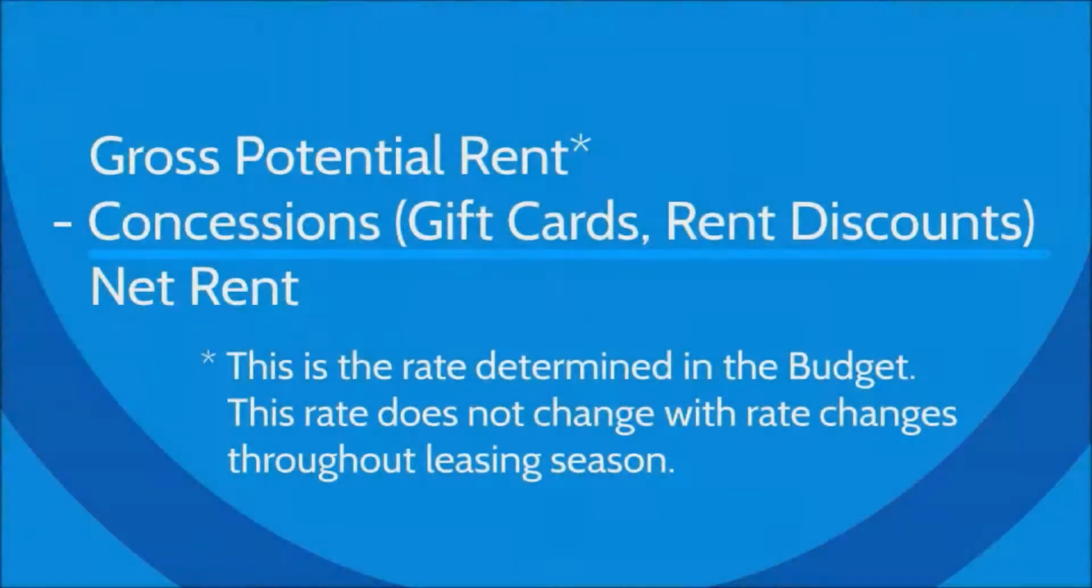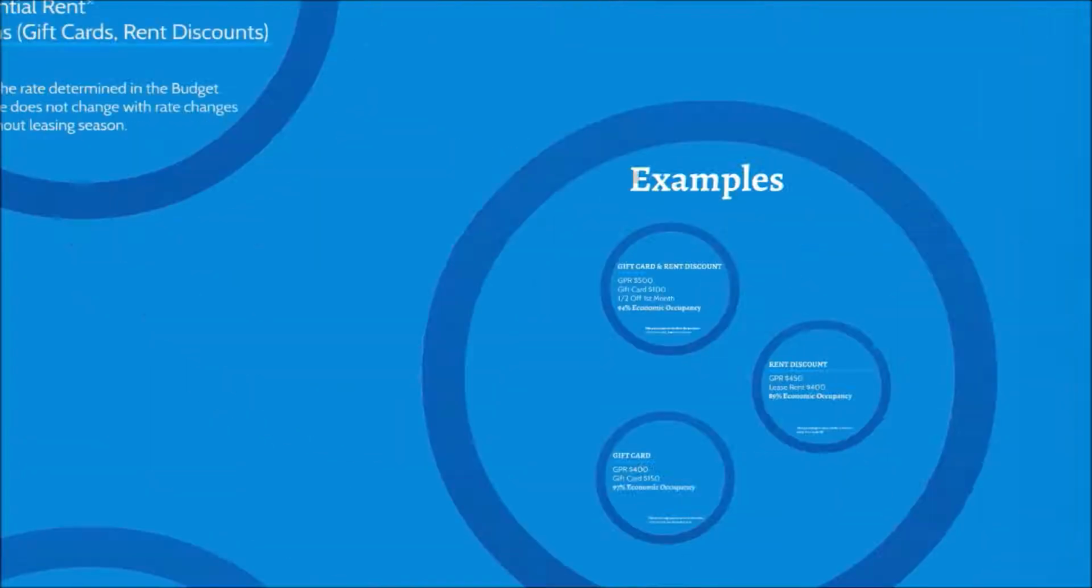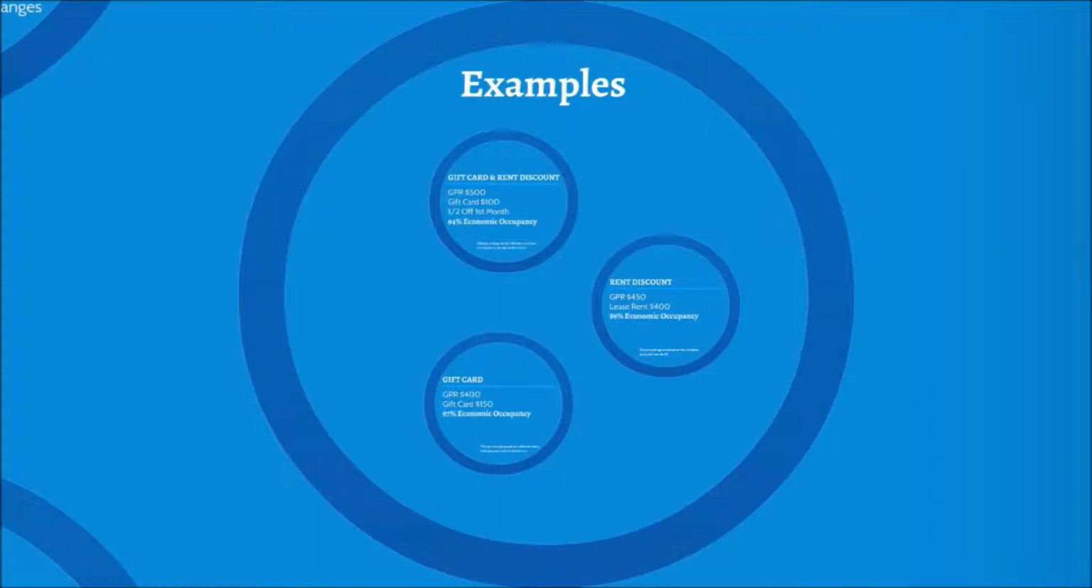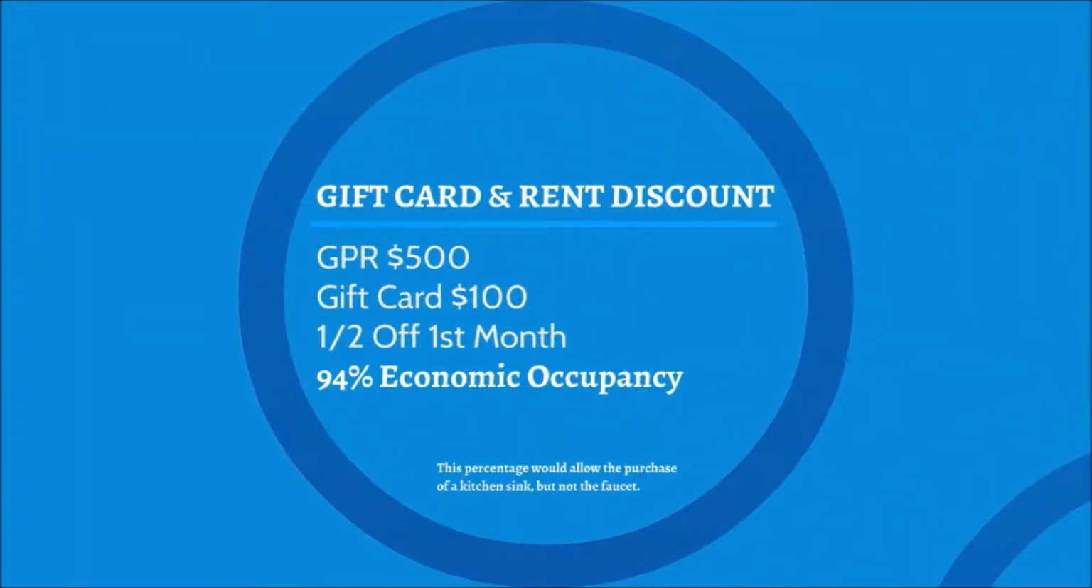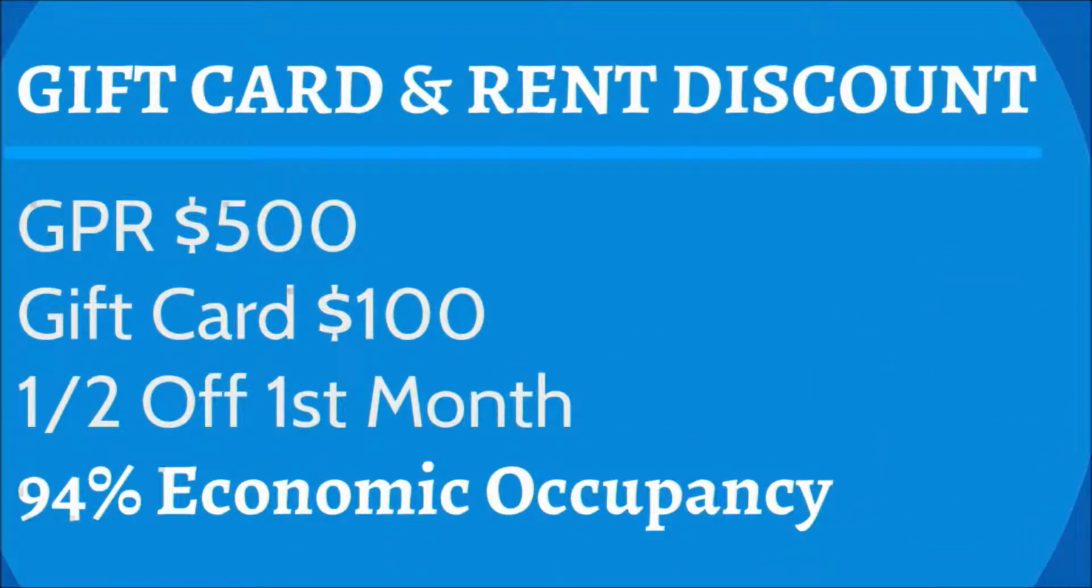Now that we've defined economic occupancy, let's take a look at a few examples of its impact on the property. Let's begin with a gift card and rent discount concession. Let's say this particular property has a market rate GPR of $500 on their 4 bedrooms. They decide to offer a $100 gift card and half off the first month's rent. These concessions would calculate to a 94% economic occupancy for this floor plan type.